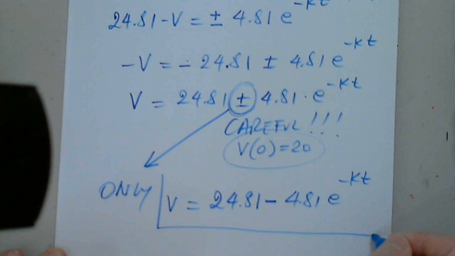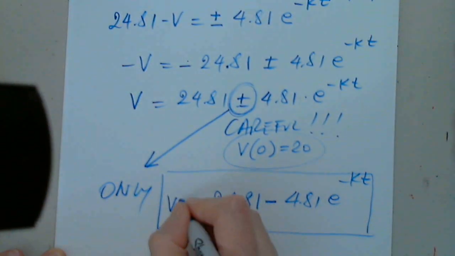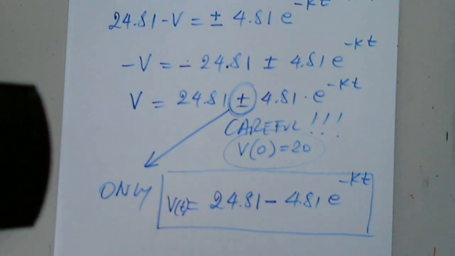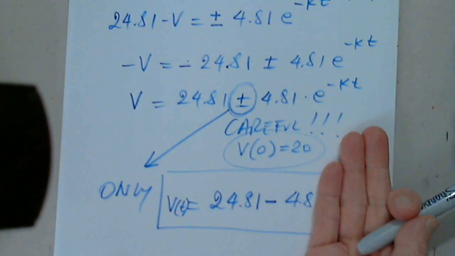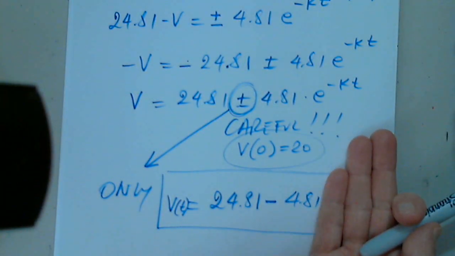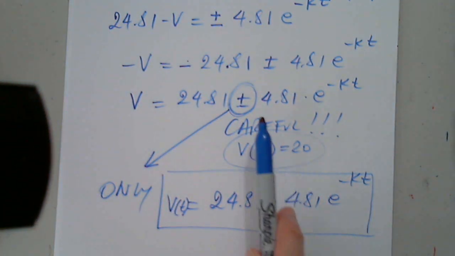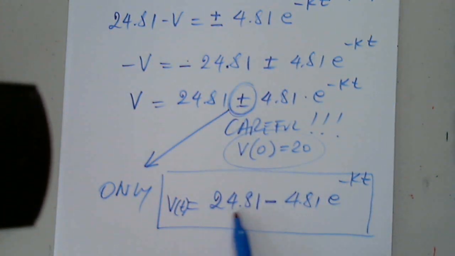And this is the final solution. And yes, I can put v of t is v of t. So when t is 0, this is 1, and then we get 20. Otherwise, with plus, it will be something else, 29 point blah, blah, blah. I hope this helps.